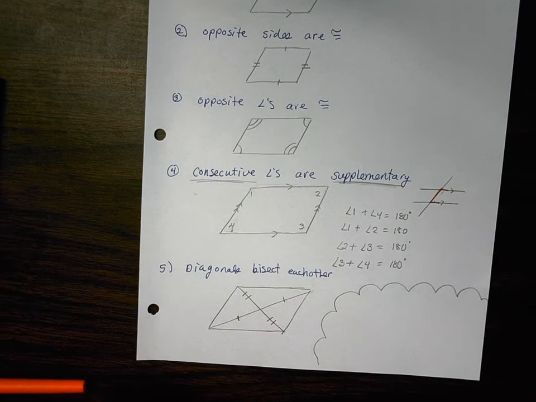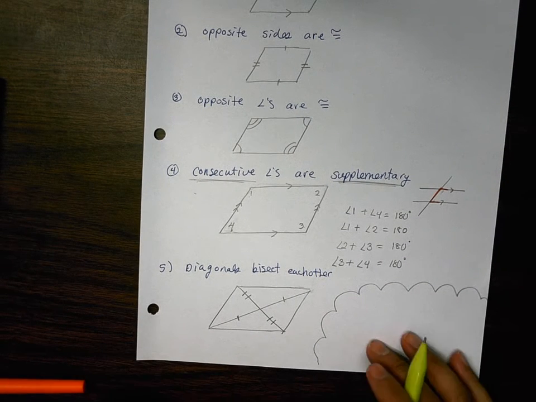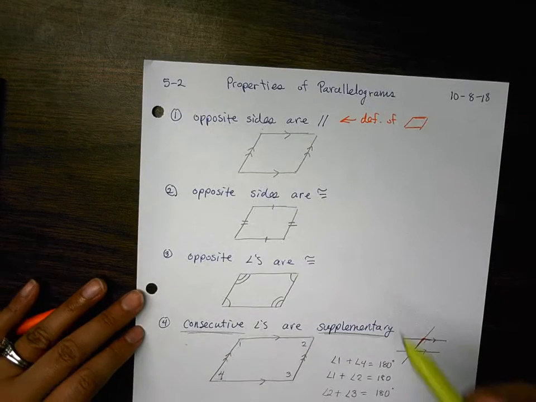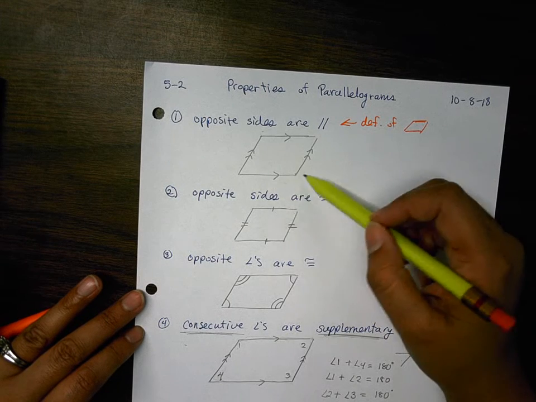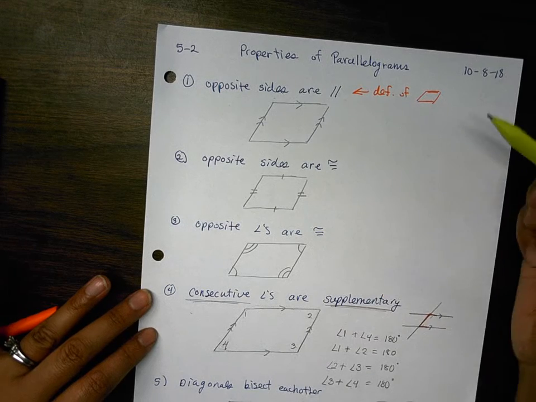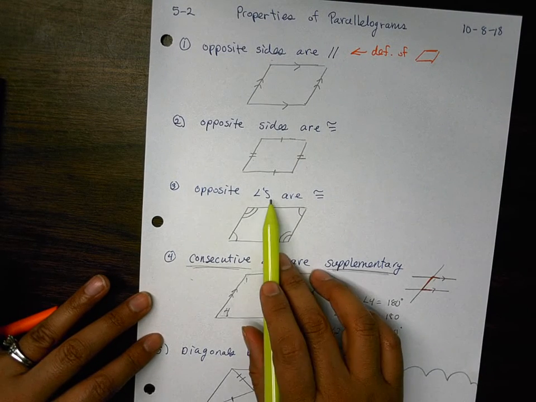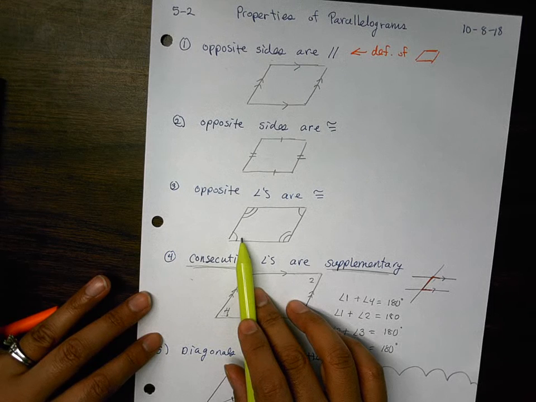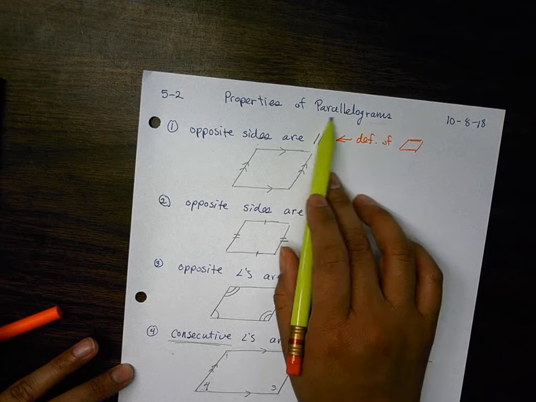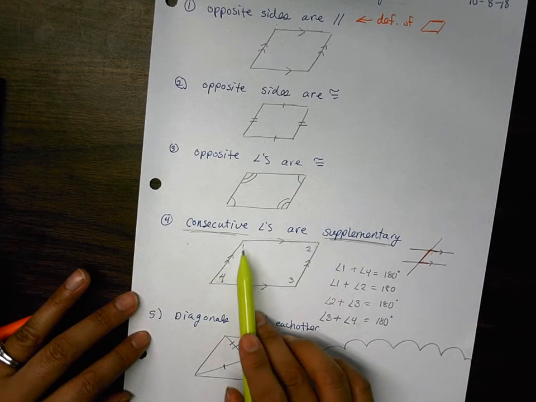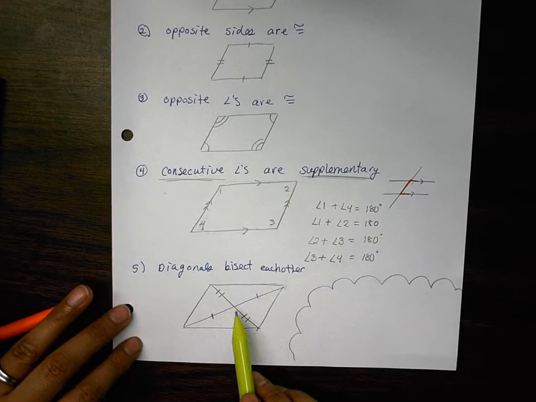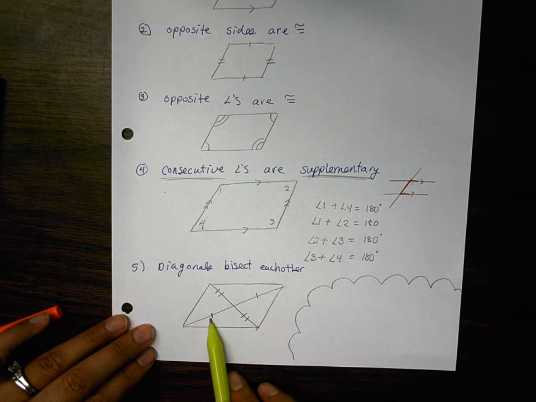Okay, this last one, it's not so much a property as something we're going to use to prove. I'm putting it in a bubble because it's not so much a property. Let me come back here. If I can prove opposite sides are parallel, it's a parallelogram. If I can prove opposite sides are congruent, it's a parallelogram. If I can prove opposite angles are congruent, it's a what? A parallelogram. If I can prove that consecutive angles are supplementary, again, it's a parallelogram.